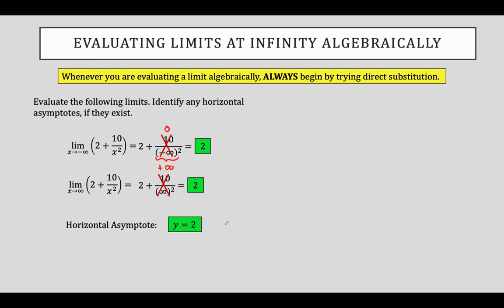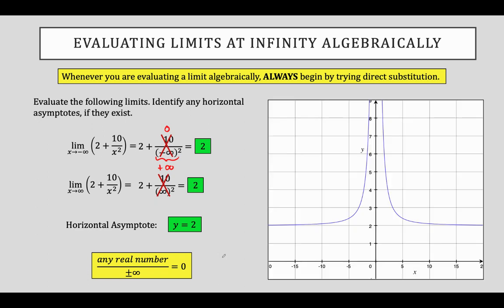All right, so the main takeaway from this problem is that anytime you have any real number divided by positive or negative infinity, it doesn't matter which one it is, that will equal 0. Now, we could also check our work graphically. Here is the graph of the function y equals 2 plus 10 over x squared. And notice, what does this graph do as it goes to the left? The y values get closer and closer to 2. As the graph goes to the right, the y values get closer and closer to 2. We have a horizontal asymptote at y equals 2.